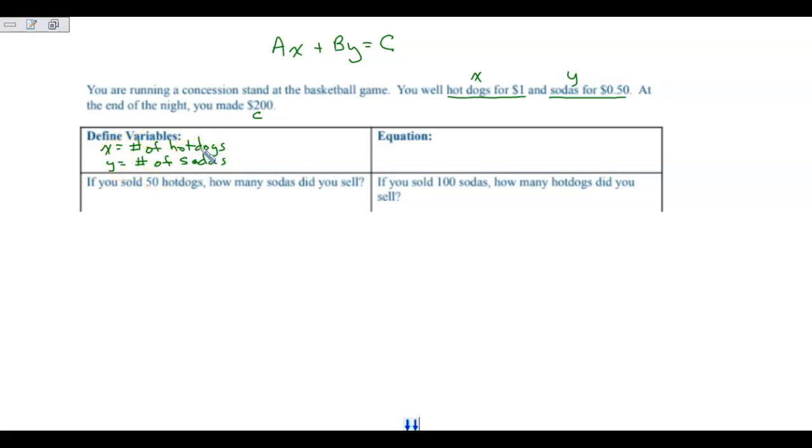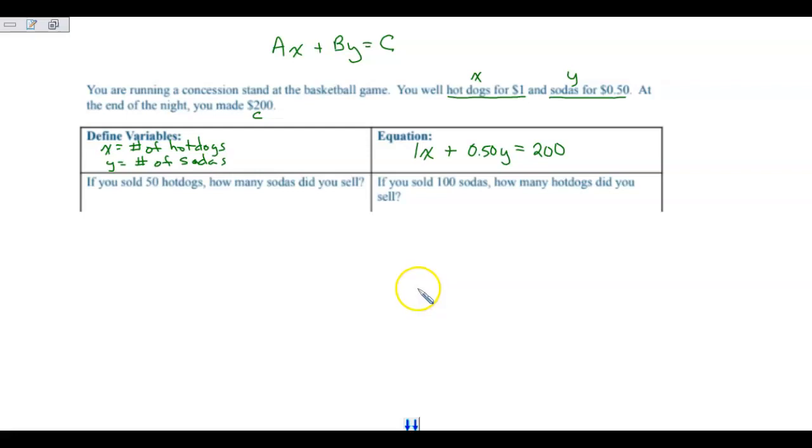Well, if X is my number of hot dogs, what do we know about the hot dogs? They cost $1 each. So we can go ahead and put it as 1X, or you can leave it as X. Either one is fine. So if they buy hot dogs and they buy sodas, what do we know about the sodas? The sodas are 50 cents a piece. And altogether, they made $200. There's our total cost. So there's our equation.